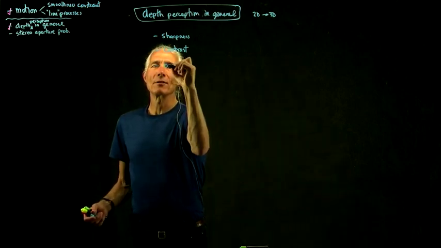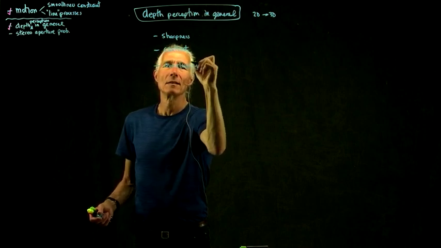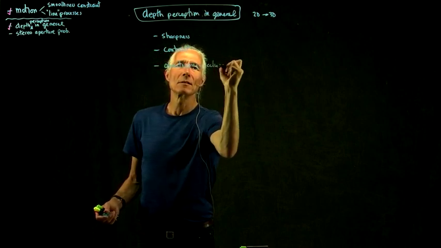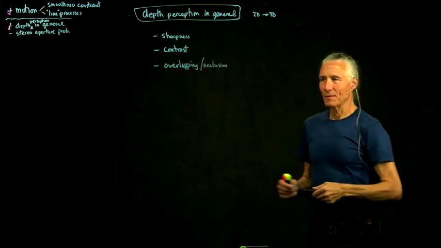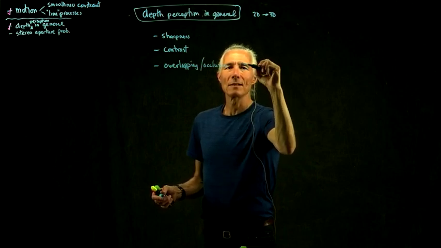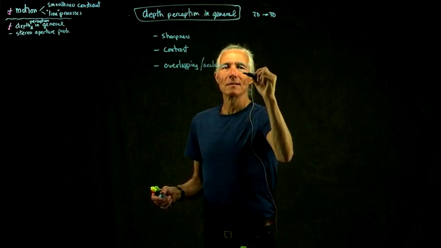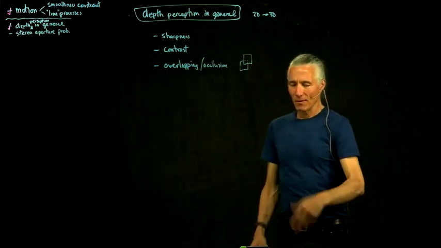Another important cue is overlapping, occlusion. Obviously if you've got an object like this and another object, and you can see that, you recognize that that's a square, that tells you how far away something is.